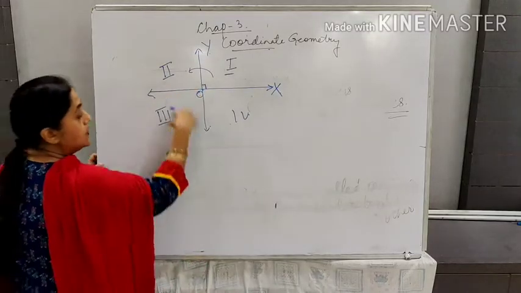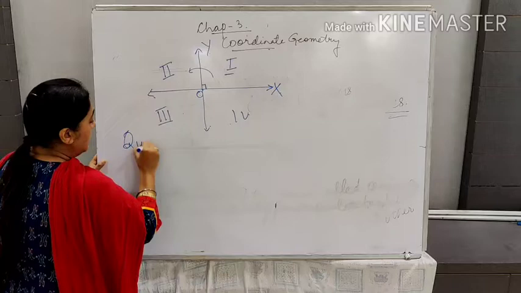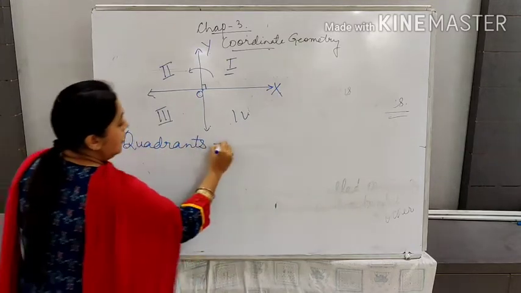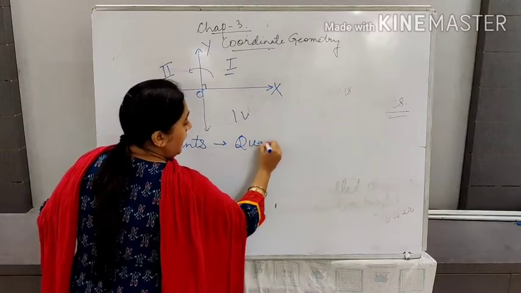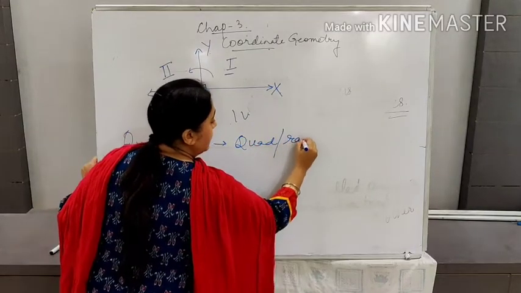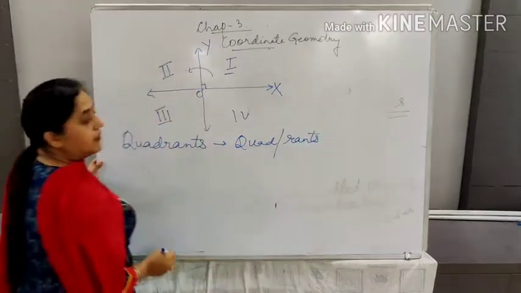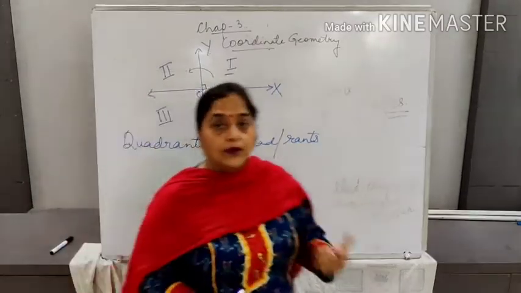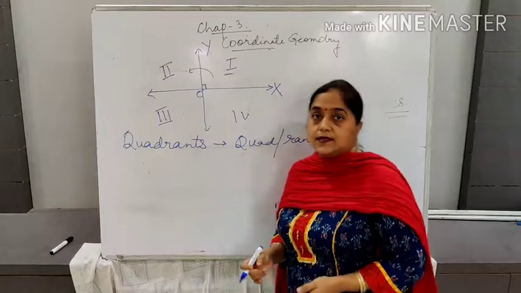So these 4 sections are called quadrants. What are these called? Quadrants. How will you spell? Q-U-A-D, quadrants. Right? When the plane is divided into 8, then we will say octants. That you will be taking up in class 11.